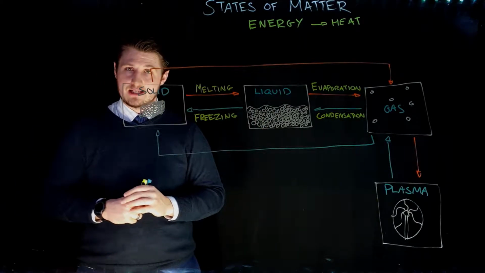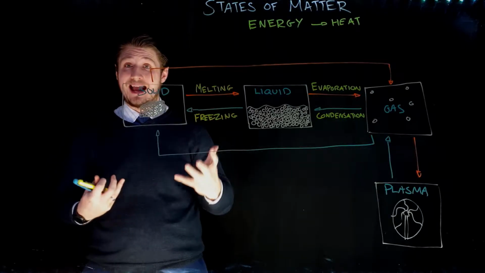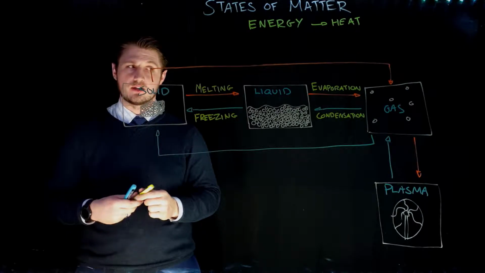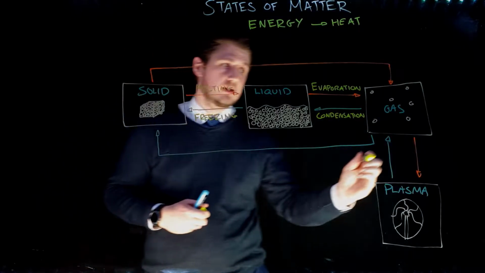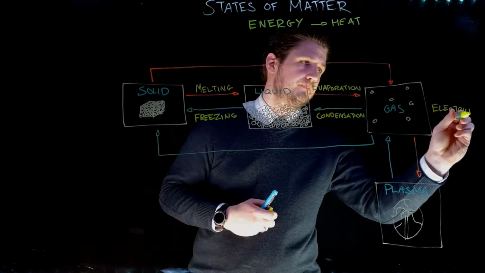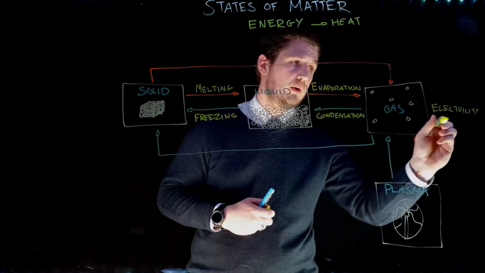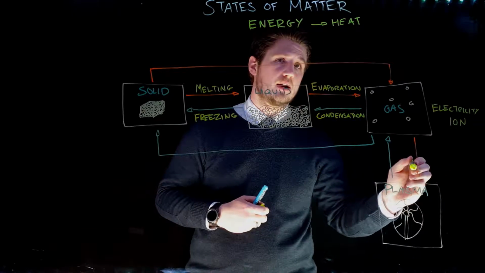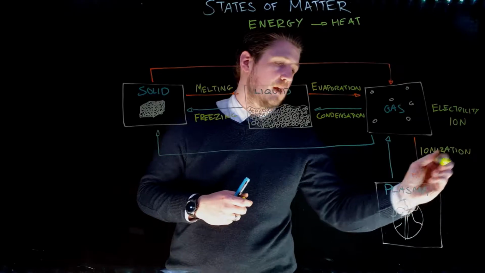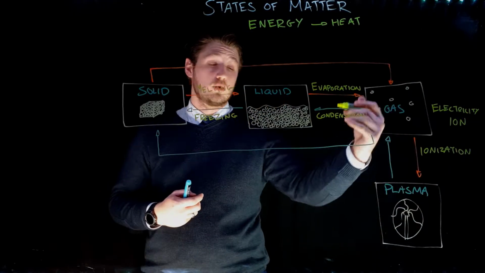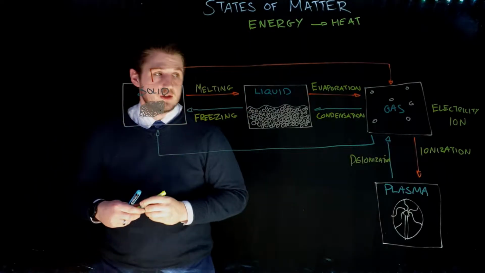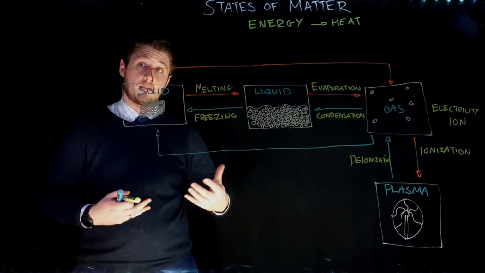That is plasma. And the way you go from a gas to a plasma is to add energy, but a different form of energy. Here you need to add electricity. The form of electricity that we're talking about is ionization. And to go back from plasma to a normal gas is deionization. So, the fourth state of matter is plasma.